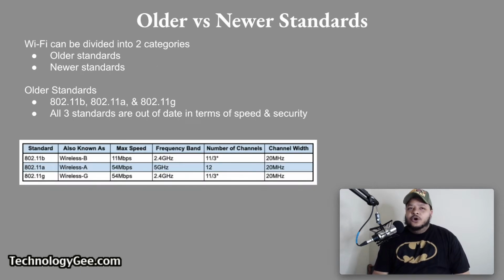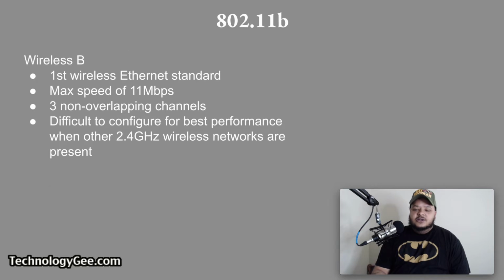Let's talk about some older versus newer standards. So Wi-Fi can be divided into two categories: older and newer standards. Older standards include the 802.11b, 802.11a, and the 802.11g. All of these standards are out of date in terms of speed and, in some cases, security. Let's talk about the 802.11b.